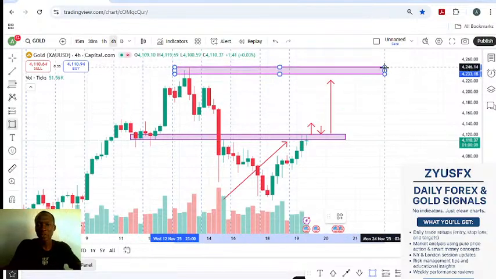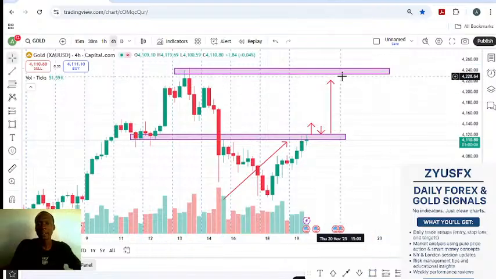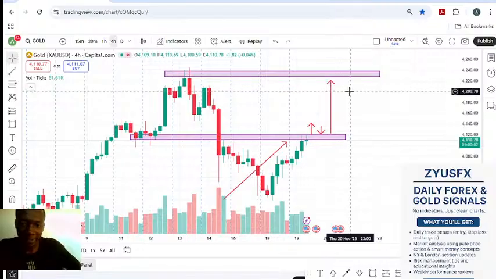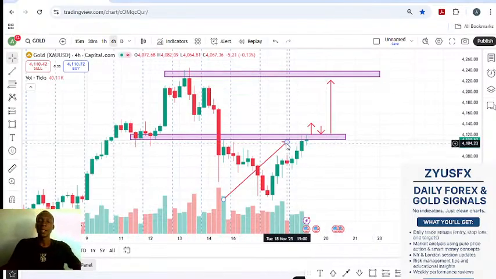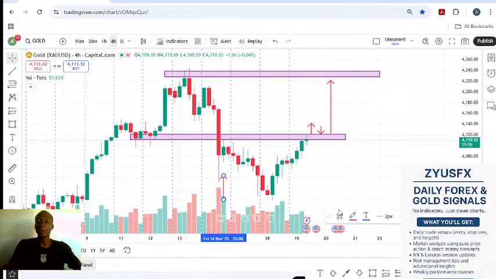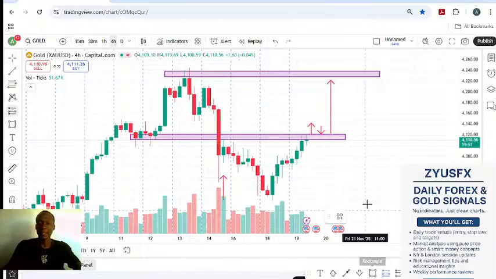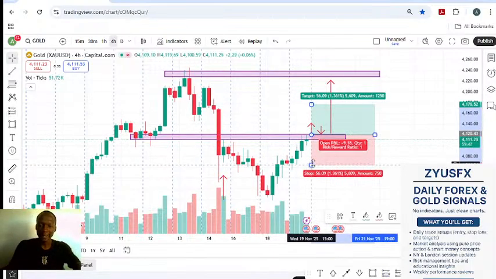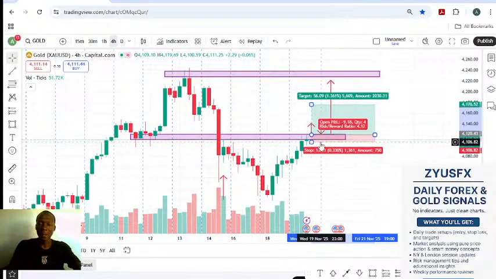Remember, don't just know where to get into the market, also know where you are going to get out of the market. It's very important. It allows you to plan your trade and wait for it to play out, and you don't get greedy in the market. So know when to enter the market and when to get out of the market. So this is how my setup will be.